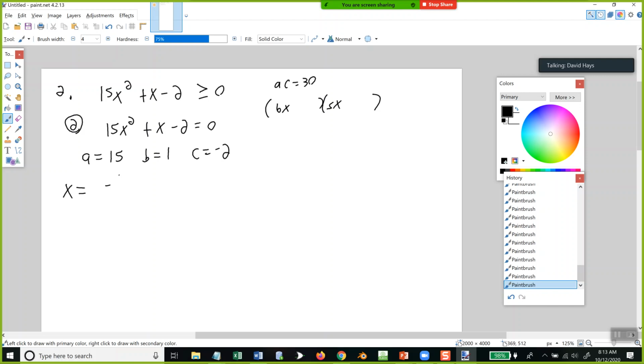And our quadratic formula is negative b plus or minus square root b squared minus 4ac all over 2a.